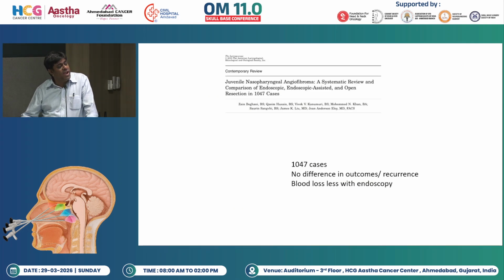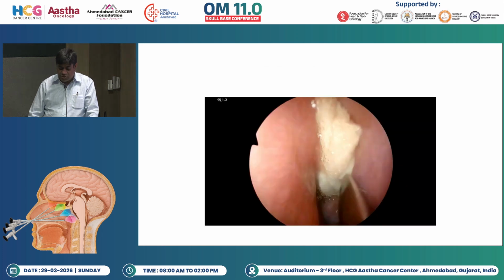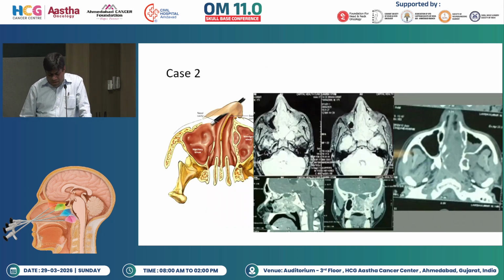There are very few head-to-head comparisons in the literature of endoscopic versus open approaches, and all studies are biased: small tumors endoscopic, big tumors open approaches. But that's what one of the largest analyses says. It's more than 1,000 cases. There is no difference in outcomes if you talk about recurrences or residual tumors, but blood loss is less with endoscopy. That's what this largest literature has taught us. I'm not talking about video because we have already discussed a lot about how we are doing this.